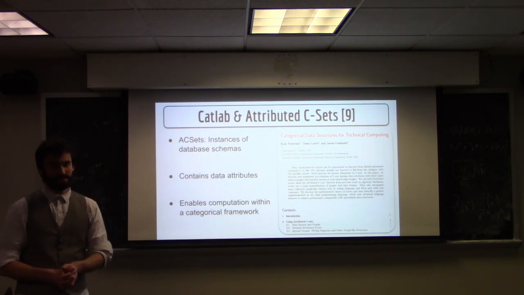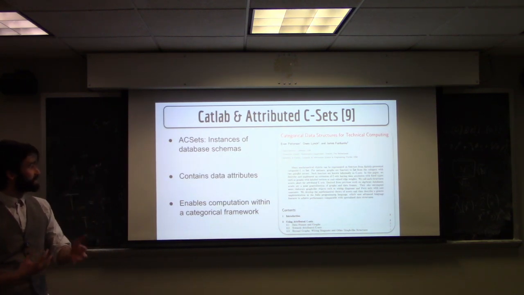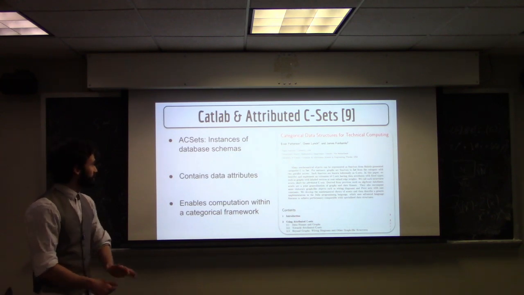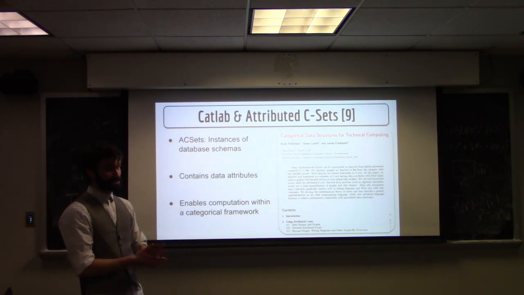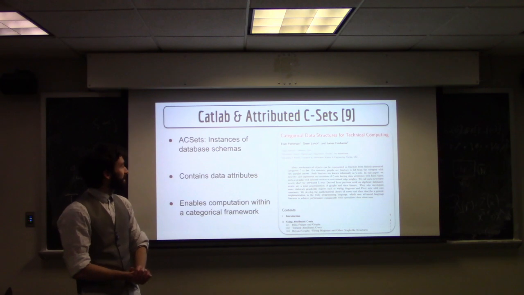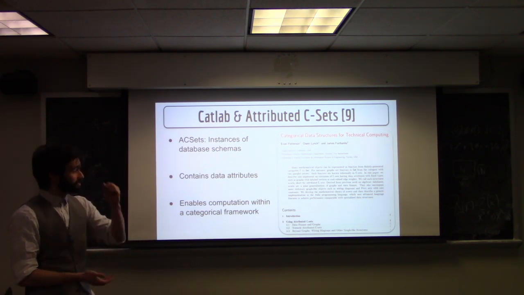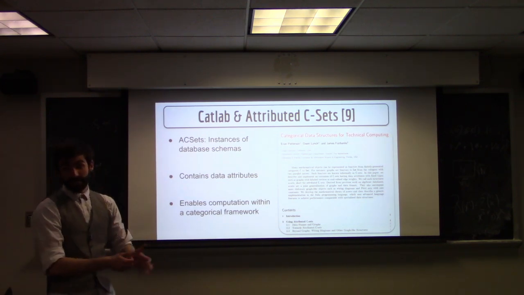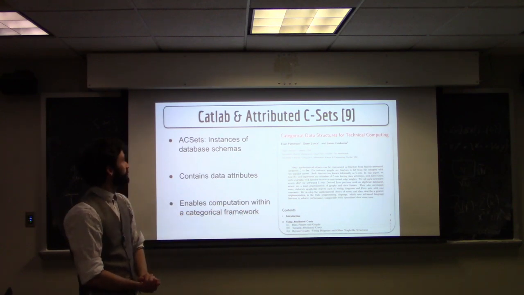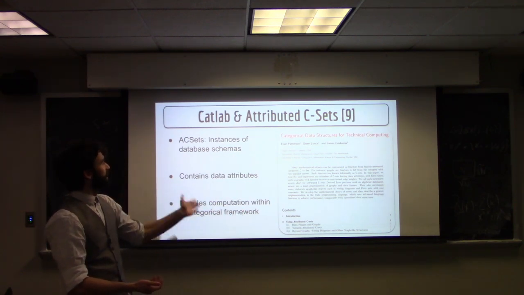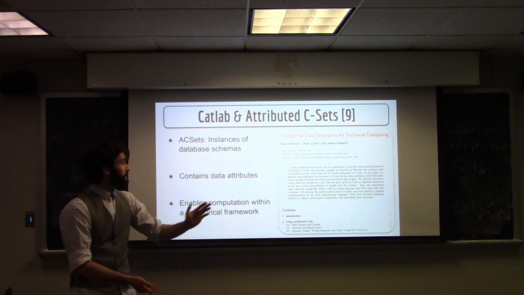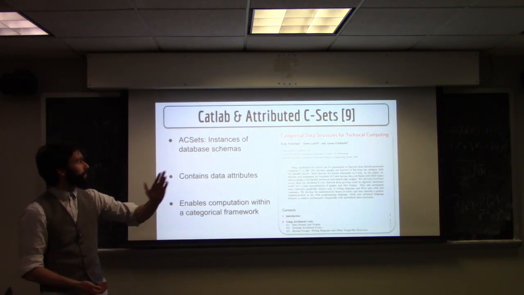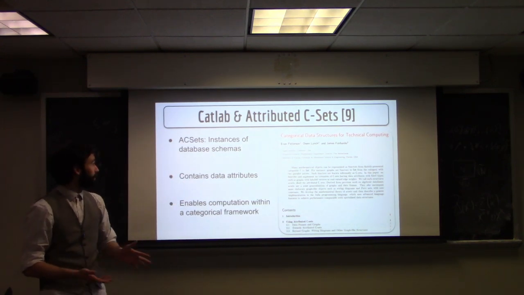And finally, we get to the package or the tool that I think I'm the most excited about, which is CatLab and Attributed C-sets. Just to put it into context, this is around the time when I got involved with the algebraic Julia ecosystem, and even category theory in general, when this work was coming out. This is work done by Dr. Evan Patterson, Owen Lynch, and Professor James Fairbanks. And this paper is Categorical Data Structures for Technical Computing.